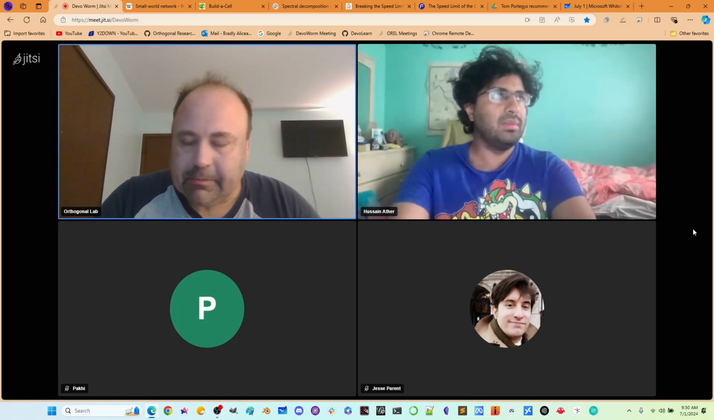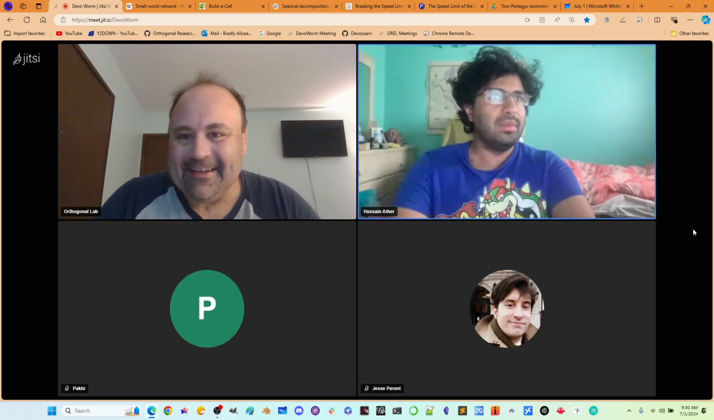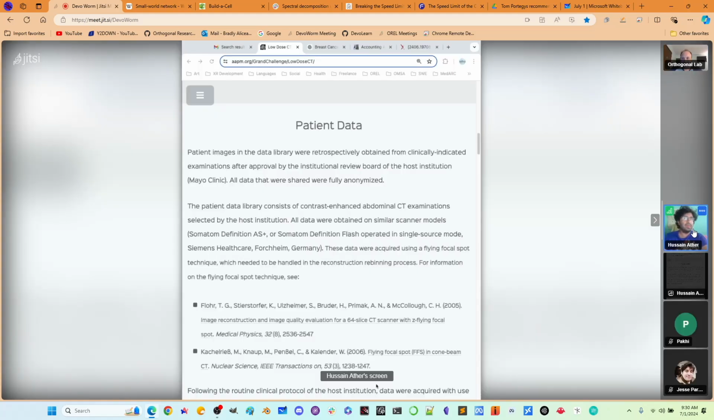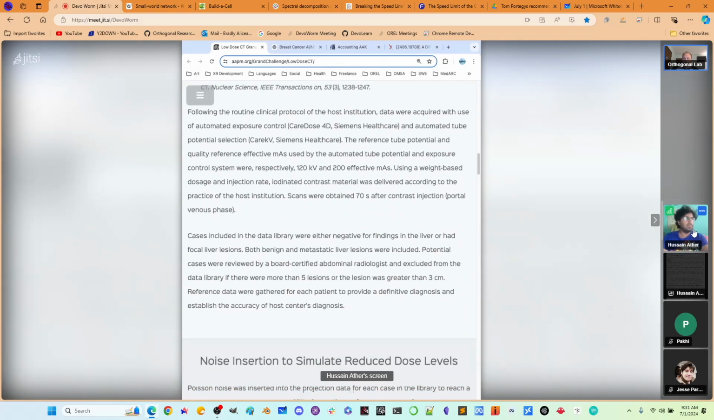Could you bring that back up? No problem. I just wanted to look through some of this. You have patient data, which is what you're training the models on. And then you have contrast-enhanced abdominal CT examinations. All data were obtained on similar models, and these data were acquired using a flying focal spot. That's just describing the training data. This is just describing how this was done, not necessarily that you can do this with other methods. But then you're inserting noise to reduce dose levels.